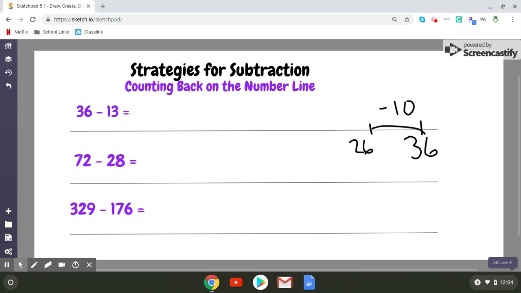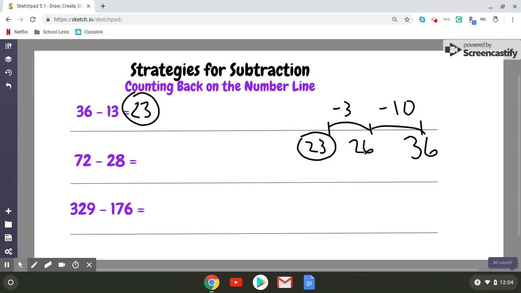And now we have 3 more to take away. And for this one, it's kind of easy. There's no going through a 10. So I'm going to subtract 3 more, and I get back to 23. So my answer to 36 minus 13 is 23.